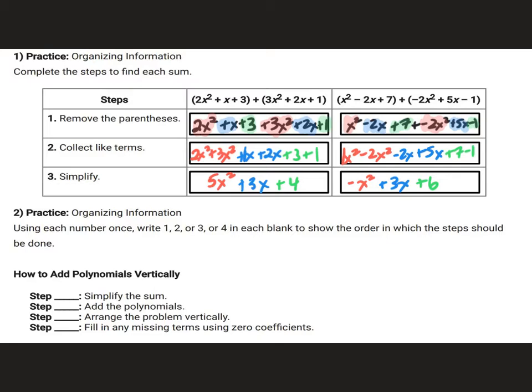So another way that we can visualize this, if adding horizontally is kind of difficult, is that we can add polynomials vertically as well. The first thing that we want to do is arrange the problems vertically. So we want to just set this up. And then if we have any missing terms, then we want to use coefficients. I'll explain how we can do that in our next example. Then we want to add our polynomials together, and then we want to simplify the sum by combining any like terms. So let's look through some examples.